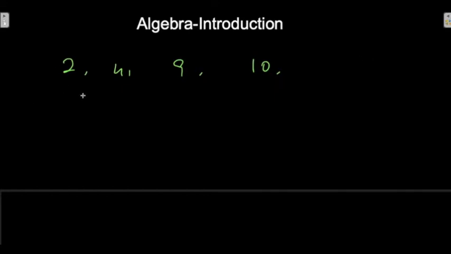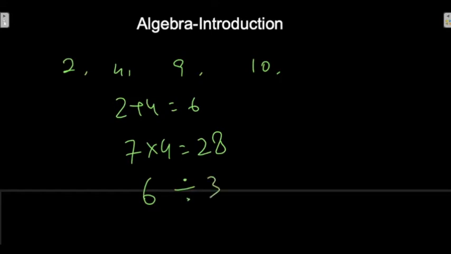We have also dealt with applying arithmetic operators on these numbers. Maybe 2 plus 4 is equal to 6. 7 into 4 is equal to 28. And 6 divided by 3 is equal to 2, right?